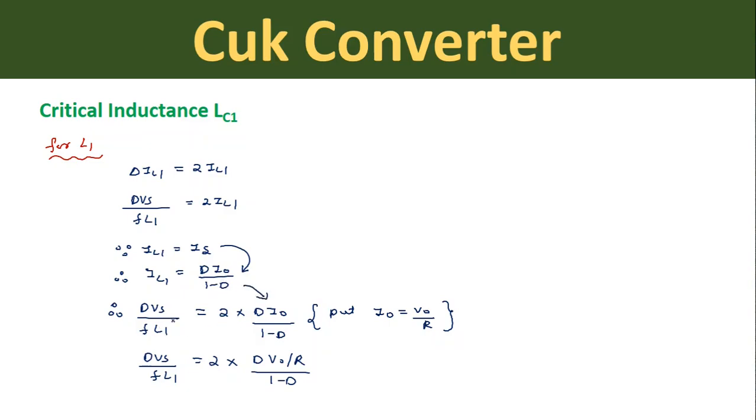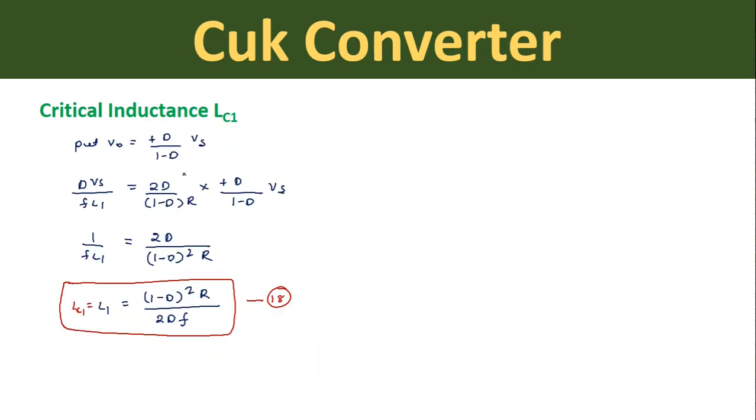We will get D into Vs divided by F L1 equal to 2 into D into I0 divided by 1 minus D. Now we will put load current is equal to output voltage V0 divided by R. We will get this type of equation. Now we will put output voltage is equal to plus D upon 1 minus D into Vs. Why are we taking the plus sign here for output voltage? Because the inductance or capacitance value cannot be negative. So we are taking the positive value for output voltage here.